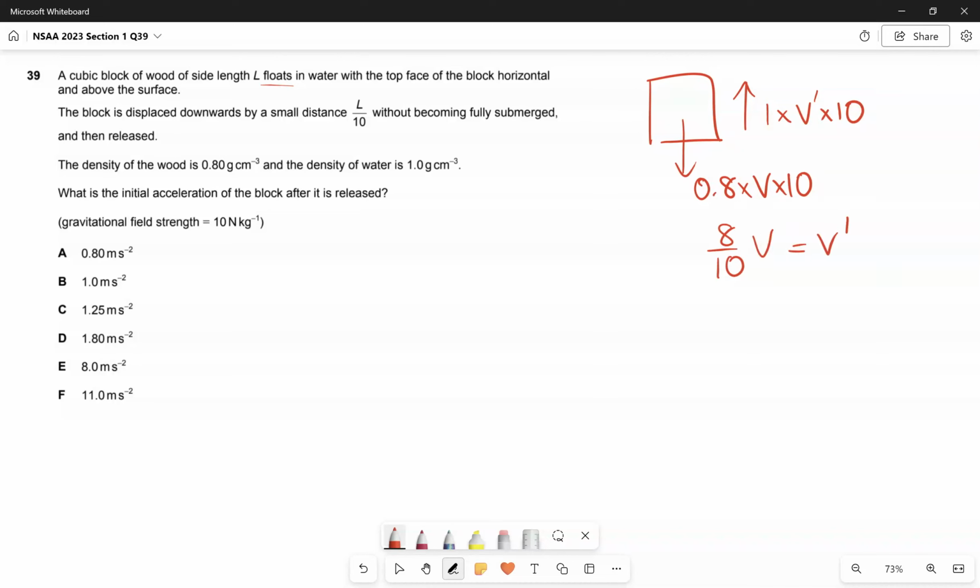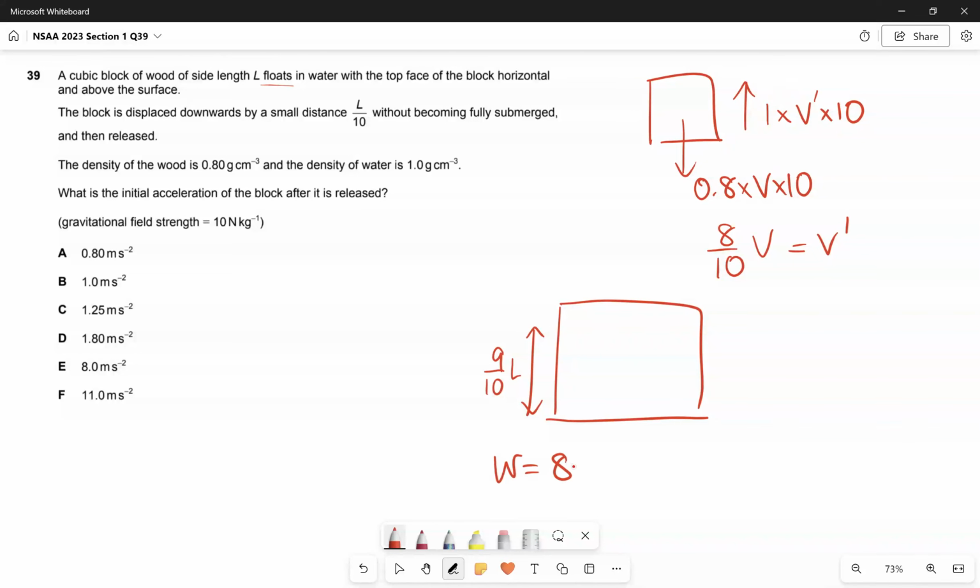Now it's submerged by a small distance L/10, so this is extra. So what that means is that most of it will now be submerged. So that's 9 over 10 of L, or the volume, because the cross-section area is the same, but the length submerged is a fraction of the total length, so the volume submerged will be that same fraction of the total volume. So what we have is that the weight is still 0.8 times v times 10.